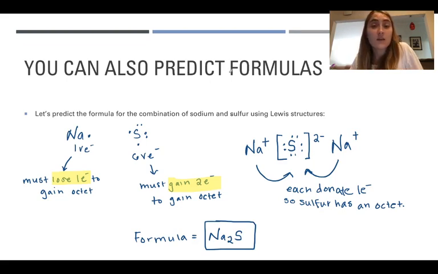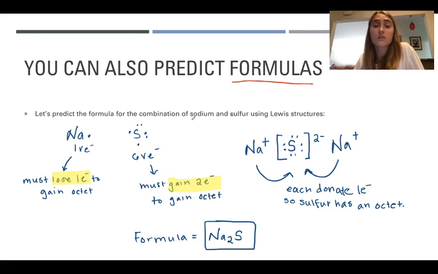The next thing we're going to predict is formulas. So formulas, remember, are different than what we've been looking at. Formulas are depicting exact quantities. This is looking at the subscript if we were going to write out this formula. So a formula looks at the quantity of each of the elements that make up a compound. So if I want to bond together sodium and sulfur, I need to know how much sodium I need relative to sulfur. And I can actually figure this out using a Lewis structure or a Lewis diagram.